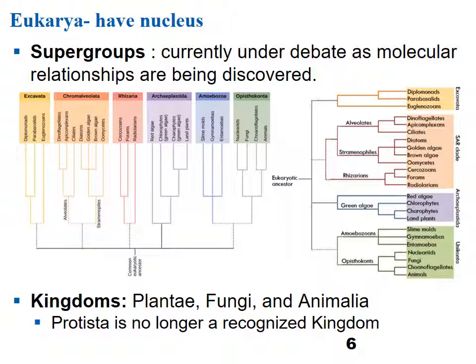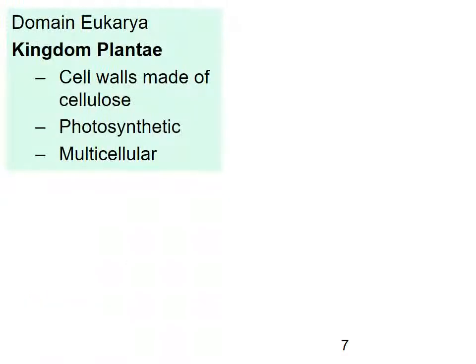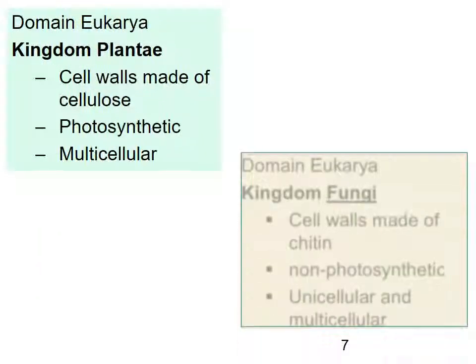So if you're not a plant, you're not a fungus, you're not an animal, but you're eukaryotic, you fall into the group Protista, which again is not truly a kingdom anymore because organisms that are classified as protist are not more closely related to each other than they are to other organisms. So if we look at plants, again, plants are eukaryotic. They have cell walls that are made of cellulose. They're photosynthetic for the most part. There are some exceptions, like parasitic plants, but for the most part, they're photosynthetic and they're multicellular.